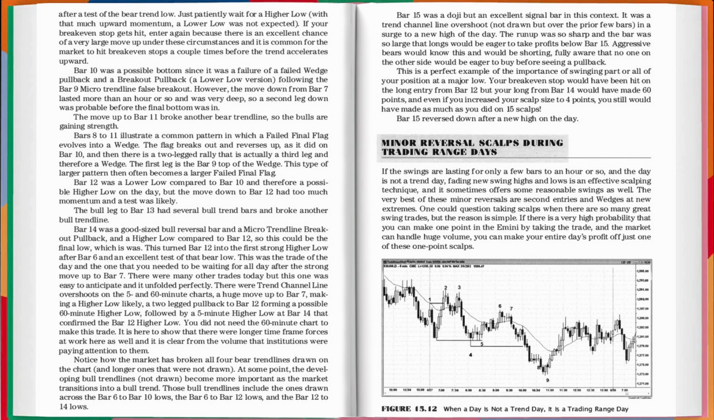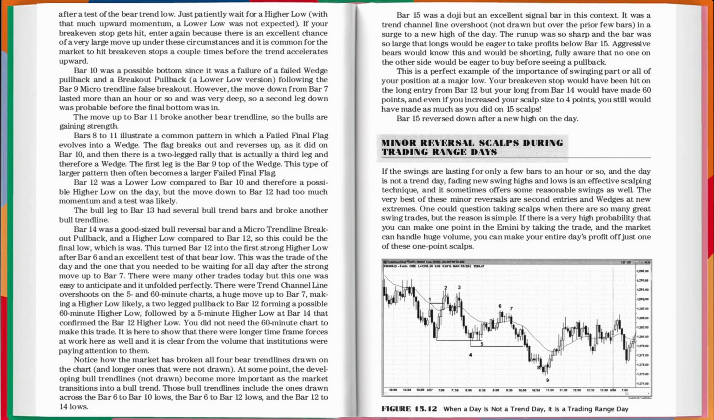Bars 8 to 11 illustrate a common pattern in which a failed final flag evolves into a wedge. The flag breaks out and reverses up, as it did on bar 10, and then there is a two-legged rally that is actually a third leg and therefore a wedge. The first leg is the bar 9 top of the wedge. This type of larger pattern then often becomes a larger failed final flag.